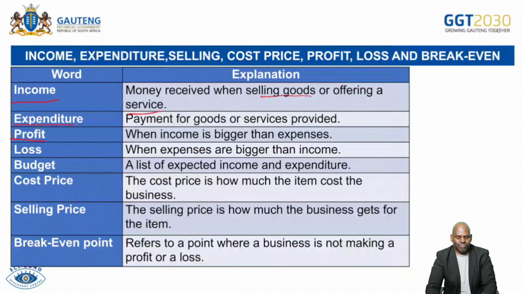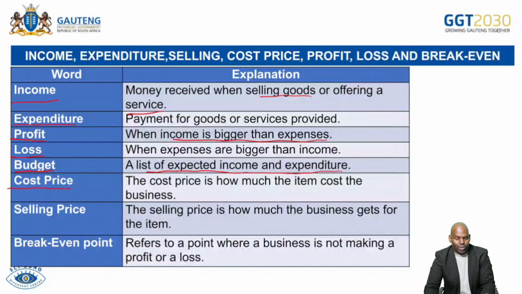And then, of course, profit. Profit is when an income is bigger than expenses. In simple terms, when an income is bigger than expenses, that will be a profit. And then a loss is when expenses are bigger than income. You can just say in simple terms, a loss in business is when expenses are bigger than income. And then, of course, a budget. You might have your own interpretation, but just to give an idea, we say it is a list of expected income and expenditure.